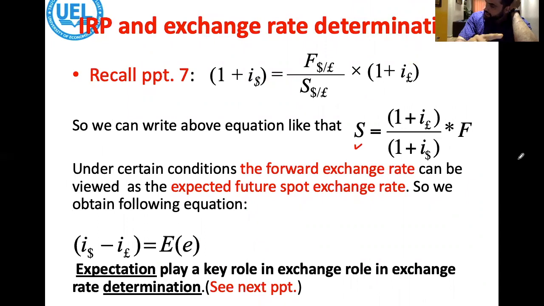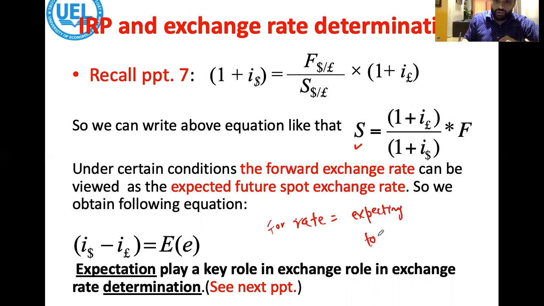Forward exchange rates could be seen as an expectation. So what I said, we can read it here too. Forward exchange rates can be viewed as expected future spot exchange rates. Forward rate means what we are expecting towards the spot rate, right? Forward rate, what we are expecting towards the spot rate.